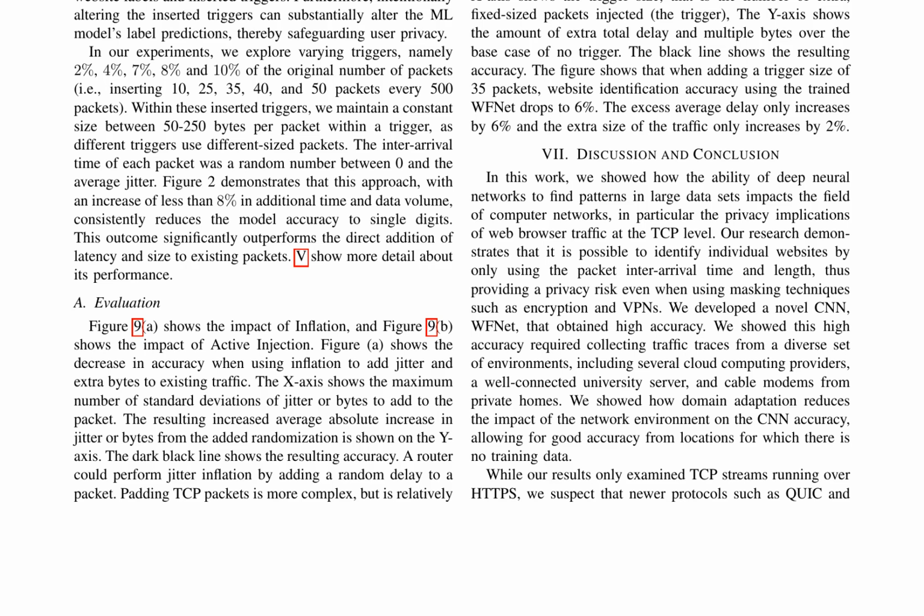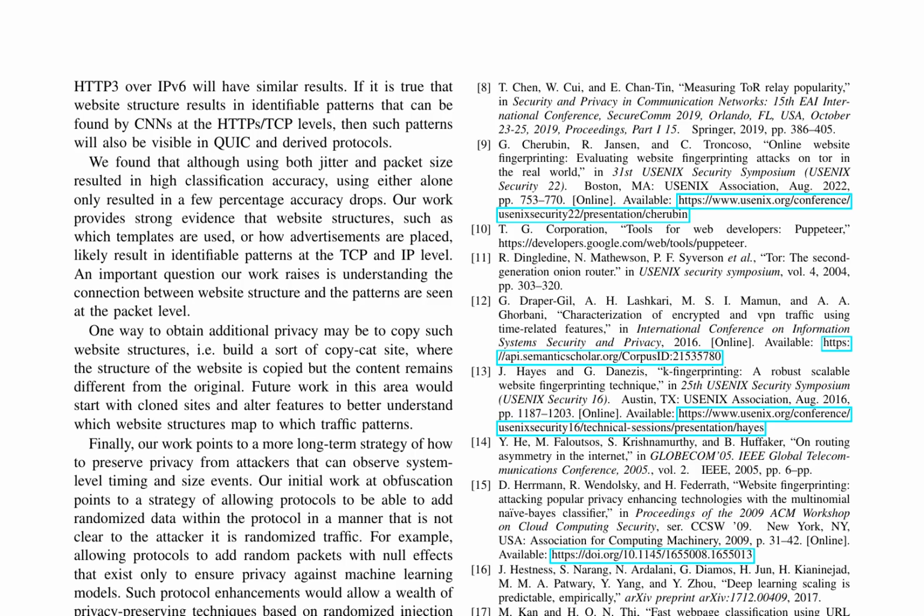The approach consistently reduces model accuracy to single digits, outperforming the direct addition of latency and size to existing packets. The evaluation results highlight the significance of trigger size and packet characteristics in the effectiveness of evasion techniques. The findings suggest that active injection is a more practical and effective approach for reducing machine learning model accuracy and safeguarding user privacy. The study's findings have significant implications for website fingerprinting and preserving privacy in the face of machine learning-based attacks.